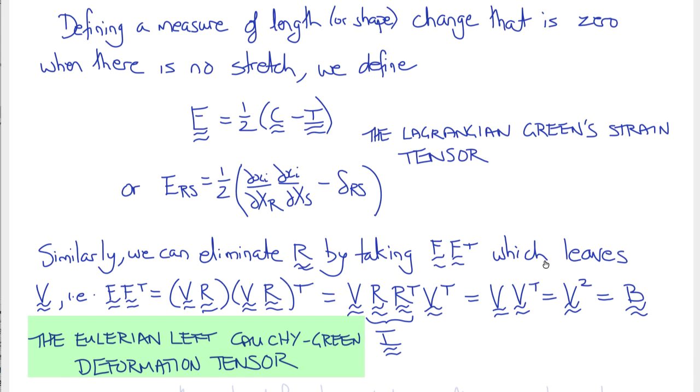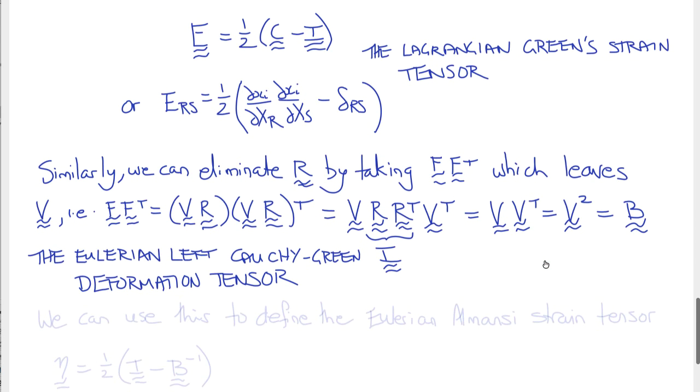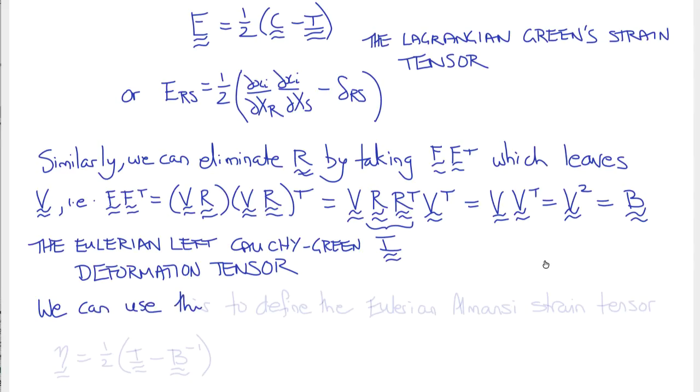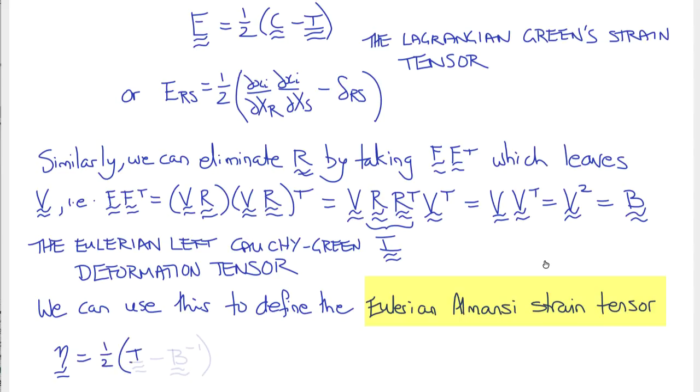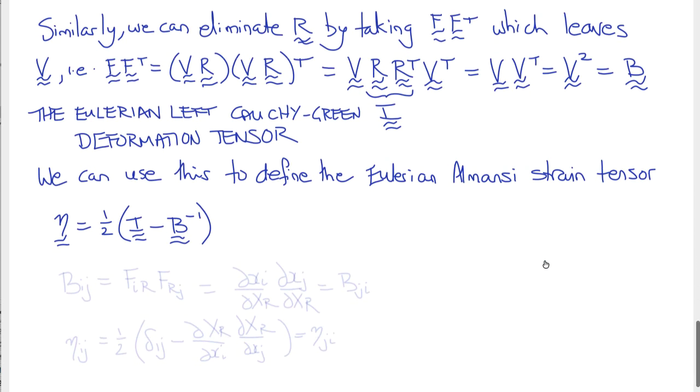So in the same way that we use C to define a Lagrangian strain tensor, we can use B to define an Eulerian strain tensor, which is known as the Almansi strain tensor. It's sometimes denoted by eta, and eta is 1/2 of I minus B inverse. So if we look at the components of B, there would be B_ij equals F_iR F_jR. So that will be F F transpose. So notice this time it's the components that refer to the undeformed reference coordinates that are summing, leaving us ∂xi/∂Xr ∂xj/∂Xr.